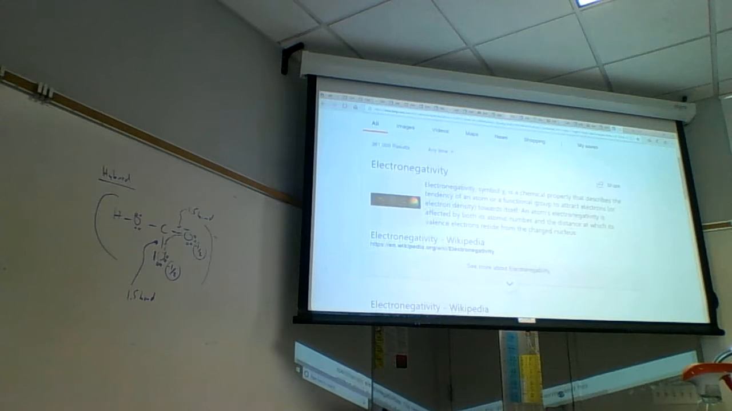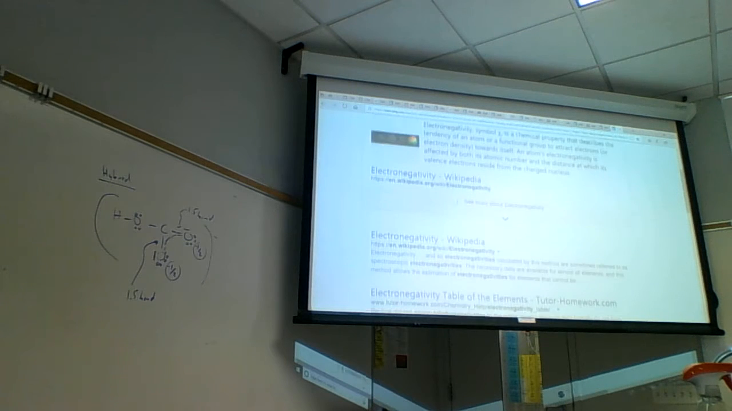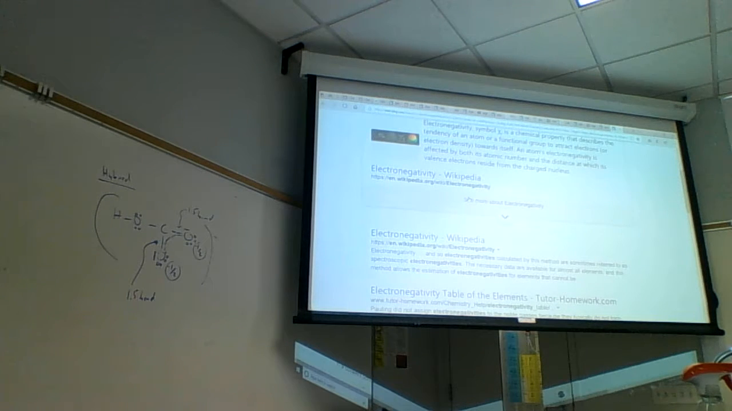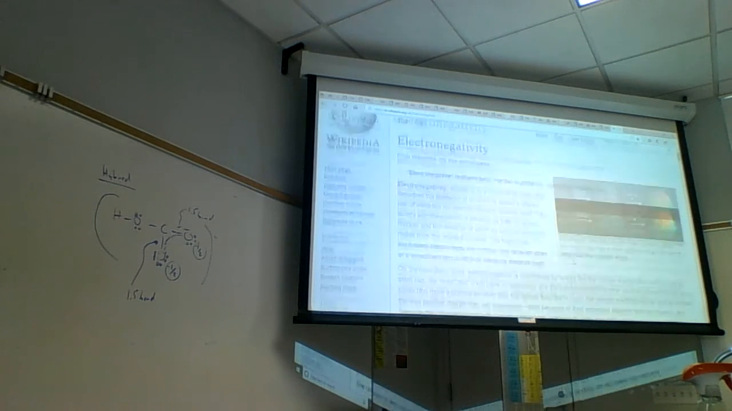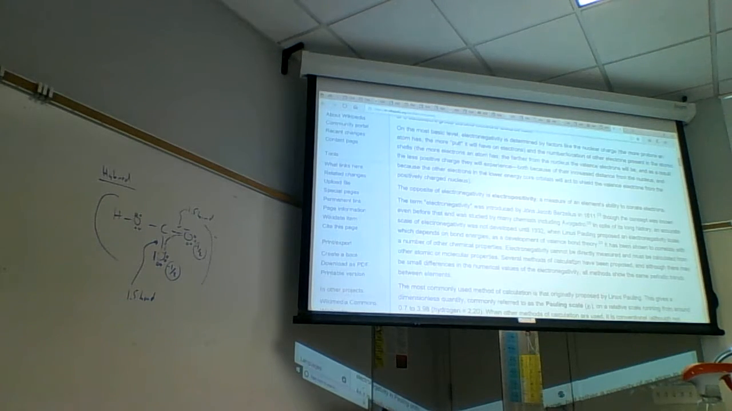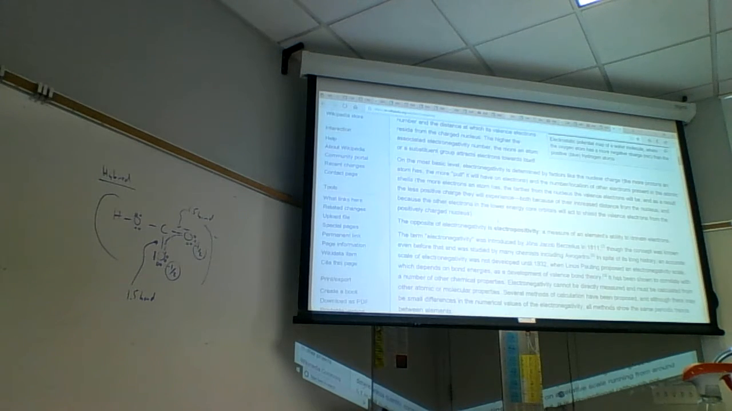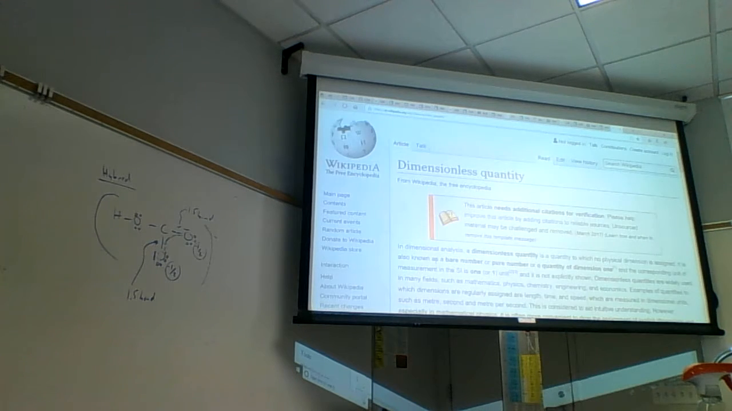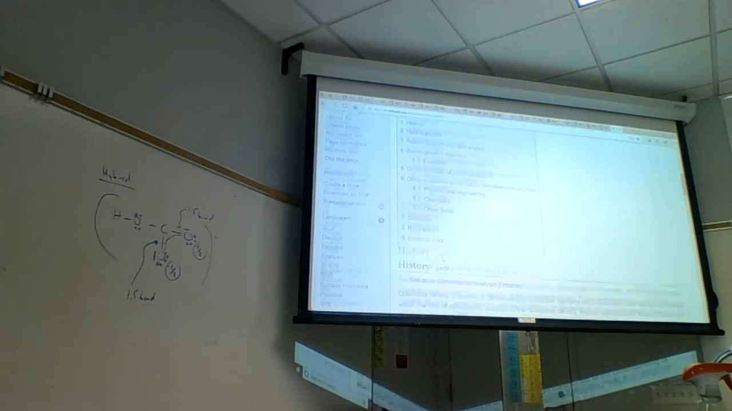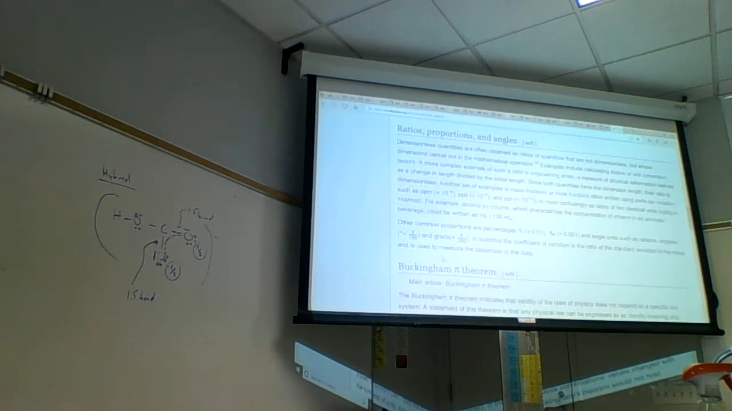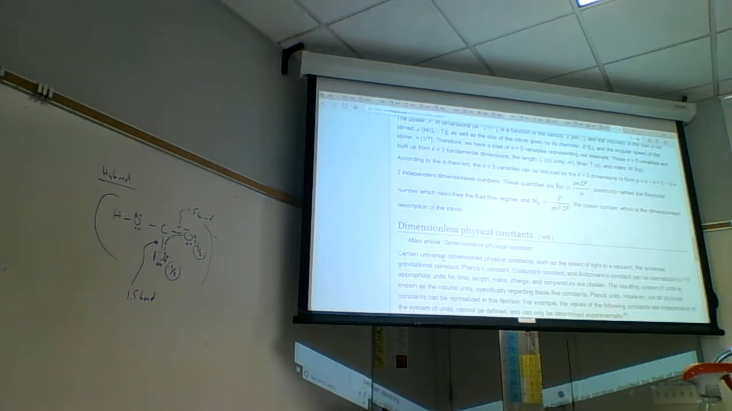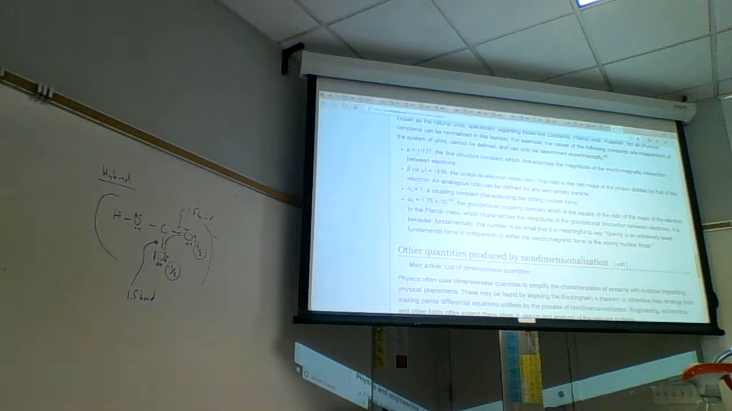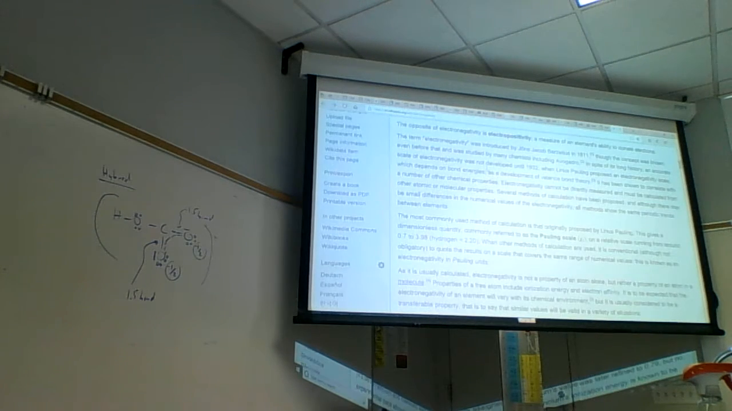Actually, the tricky thing is there are many tables of electronegativity that we can look at, not just one. The one that you saw is called the Pauling scale, from Linus Pauling. The Pauling scale varies from 0.7 to 3.98 or 4.0. But there are many others that are more accurate than Pauling, because Pauling is overly simplified.